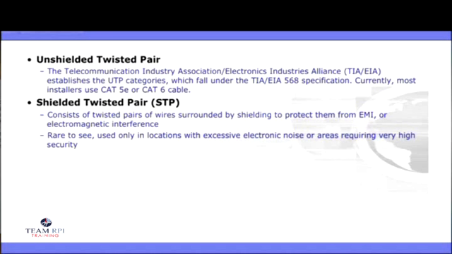Shielded twisted pair cable looks a whole lot like unshielded twisted pair, except the twisted wires are surrounded by a shielding to protect them from EMI, electromagnetic interference. It's fairly rare to see shielded twisted pair because first, it's extremely expensive, and really the only time that you need to run it is when you're going to be in an area that has excessive electronic noise, for instance, near an airport.